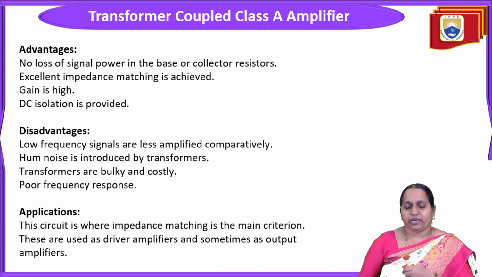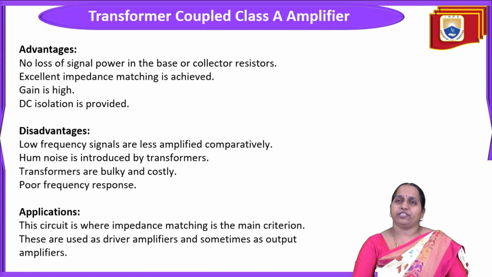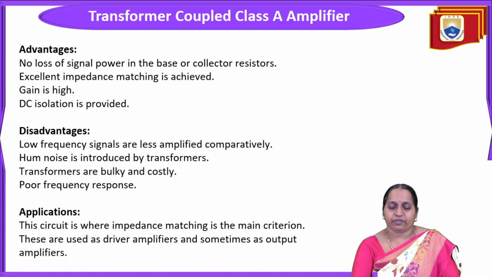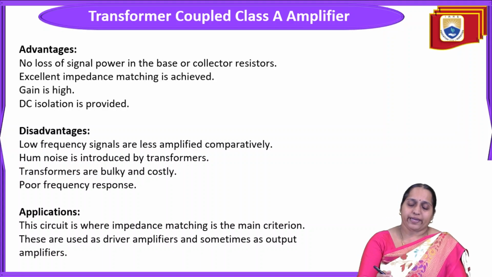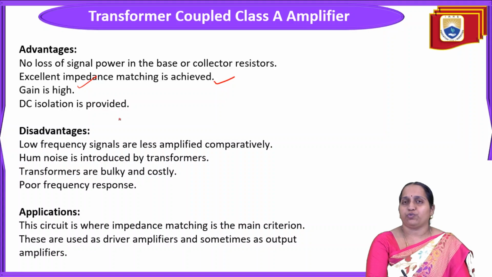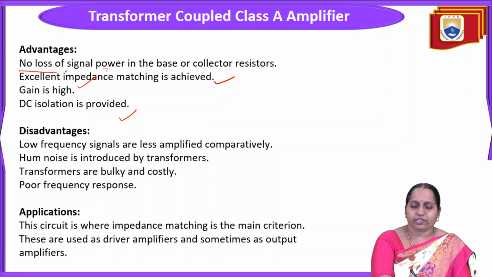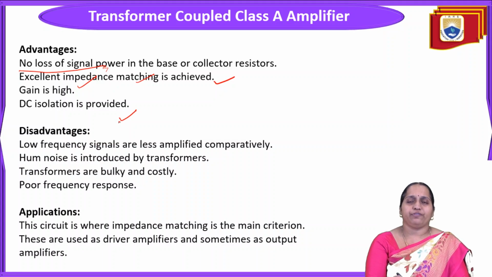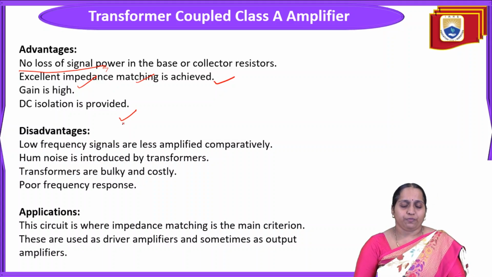Then we have advantages as well as disadvantages for the transformer coupled amplifier. Advantage, as we discussed earlier: loss of signal power is very small, there is no loss of signal power in base or collector resistors, and excellent impedance matching is achieved. Gain is high, and DC isolation is also provided. So the advantages are no loss of signal power, excellent impedance matching, high gain, and DC isolation.